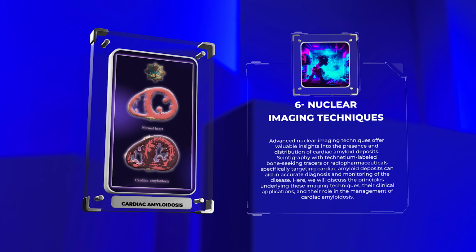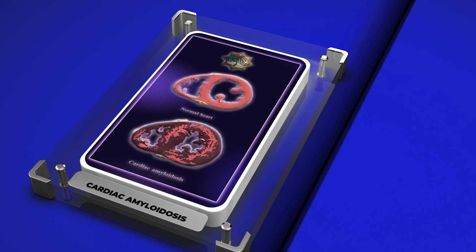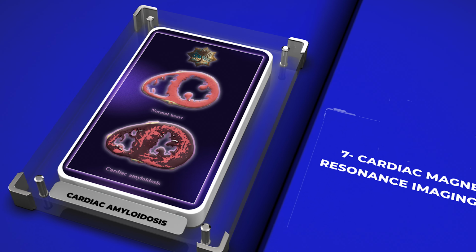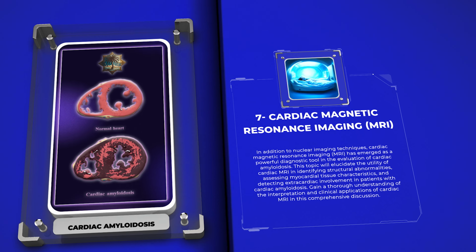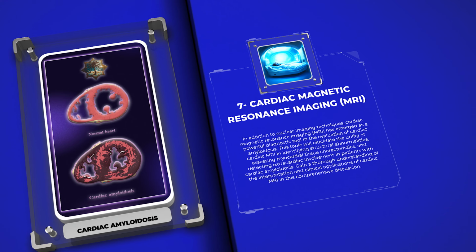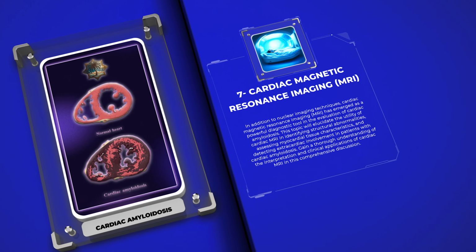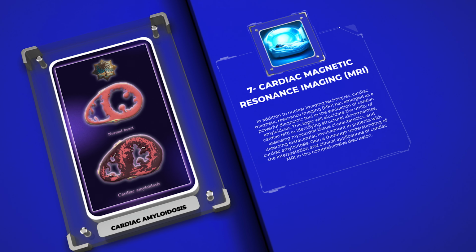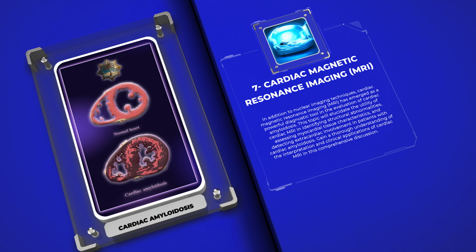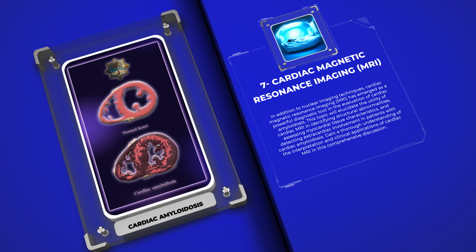In addition to nuclear imaging techniques, cardiac magnetic resonance imaging, MRI, has emerged as a powerful diagnostic tool in the evaluation of cardiac amyloidosis. This topic will elucidate the utility of cardiac MRI in identifying structural abnormalities, assessing myocardial tissue characteristics, and detecting extracardiac involvement in patients with cardiac amyloidosis. Gain a thorough understanding of the interpretation and clinical applications of cardiac MRI in this comprehensive discussion.